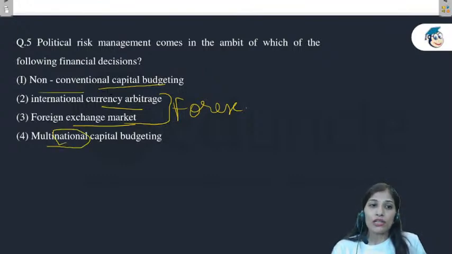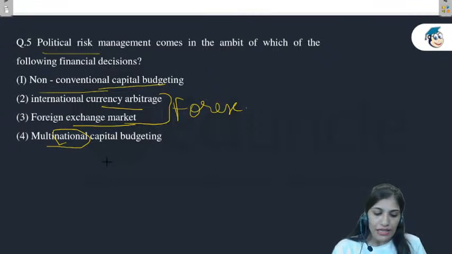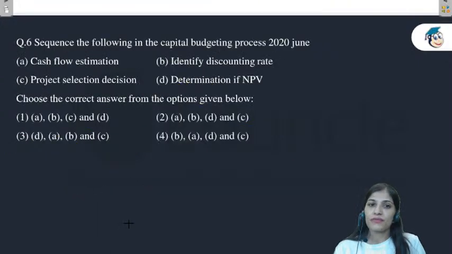Multinational and non-conventional. See, at first look, we might think that the answer would be option number 1. But based on the understanding of the question, political risk comes when there are multiple nations involved, when there are two countries involved. So political risk involves multinational capital budgeting, when there is an MNC involved, right? So our answer would be option number 4. Next question.